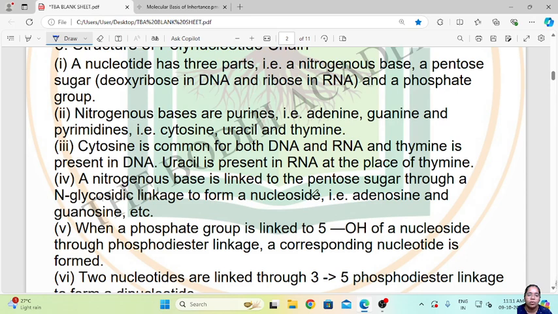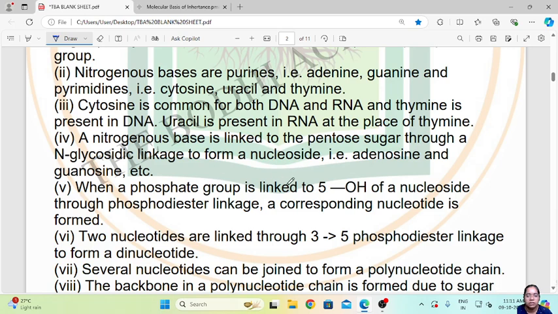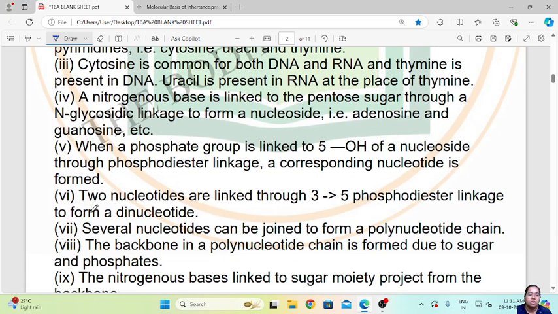A nitrogenous base is linked to the pentose sugar through an N-glycosidic linkage to form a nucleoside, that is adenosine and guanosine, etc. When a phosphate group is linked to the 5' OH of the nucleoside through a phosphodiester linkage, a corresponding nucleotide is formed. Two nucleotides are linked through a 3' to 5' phosphodiester linkage to form a dinucleotide.